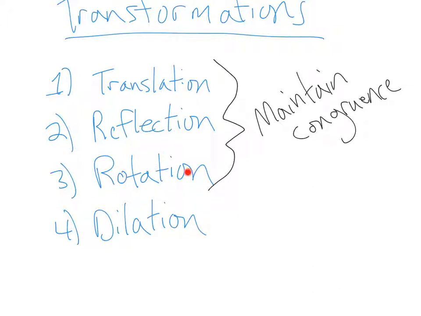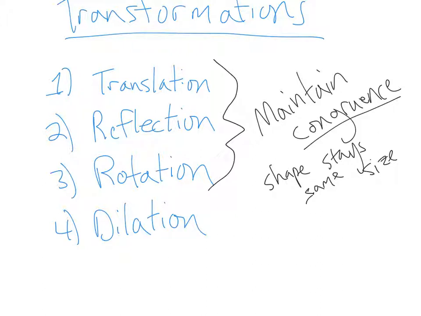Rotation, remember that just means you turned the figure around about a point or a center of rotation. So that does not change the shape either. So these all three, 1, 2, and 3, maintain congruence. So shape stays the same size.